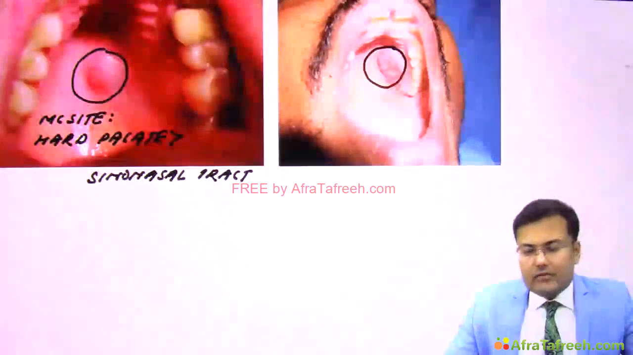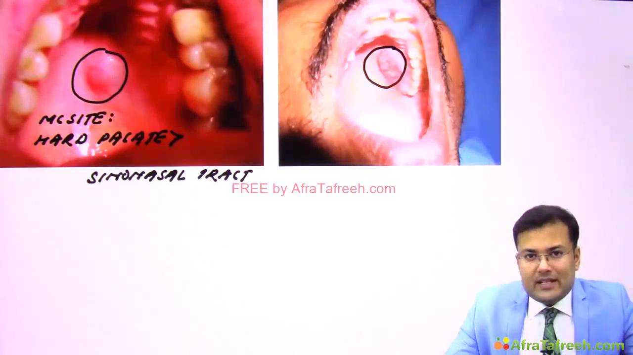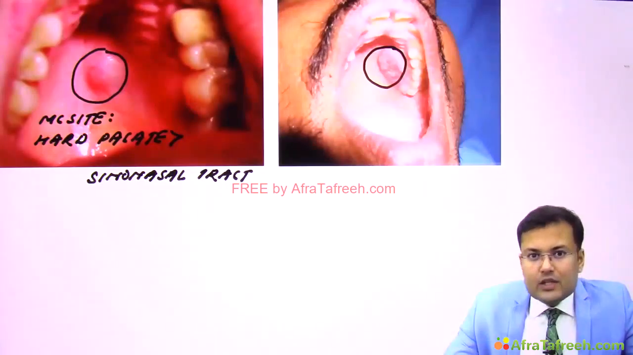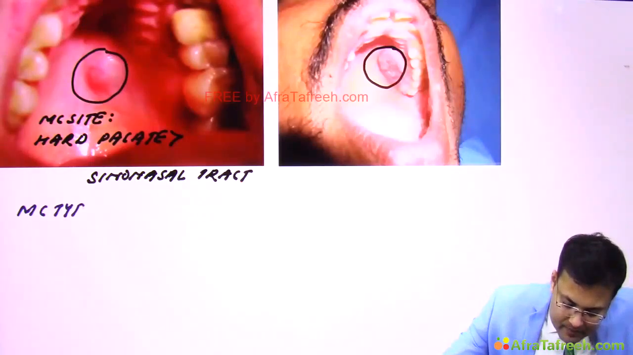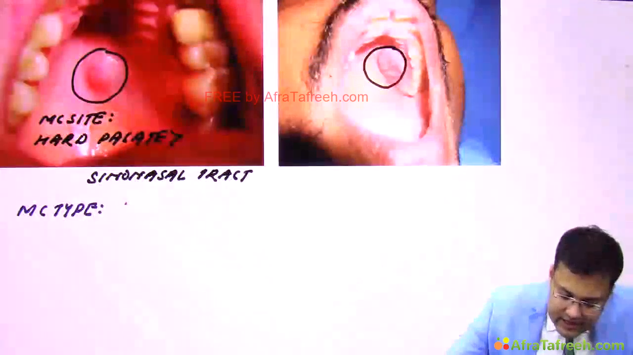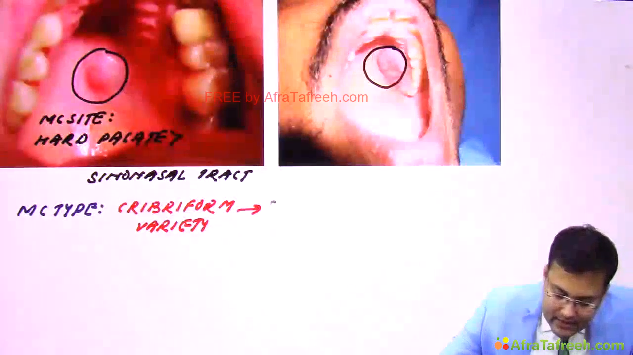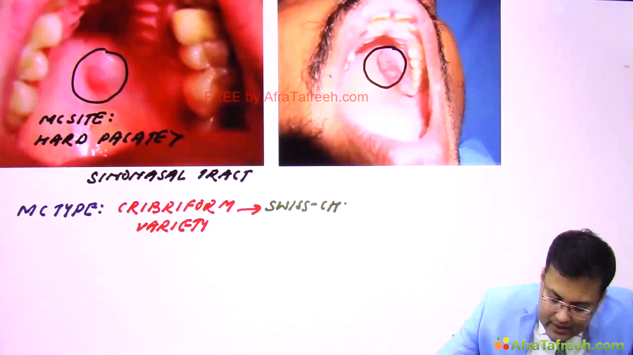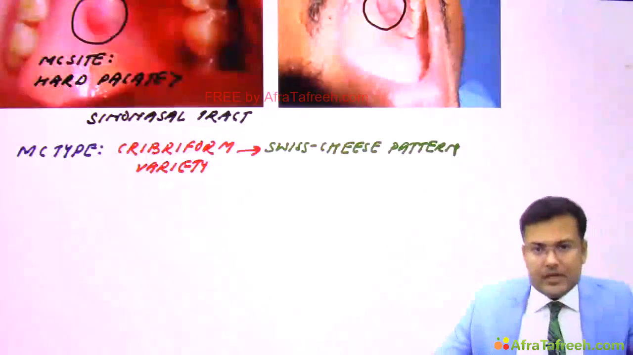Now see the questions related to pathology. What is the most common type? It's the cribriform variety, and this cribriform variety has a characteristic pattern known as the Swiss cheese pattern. Okay. Now see other important properties which are asked in exam.